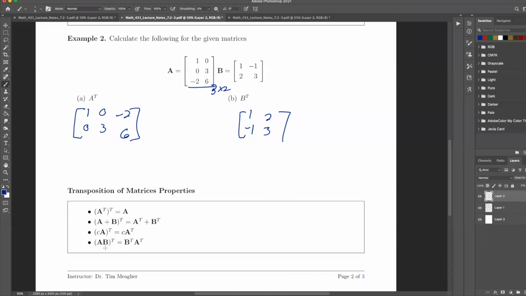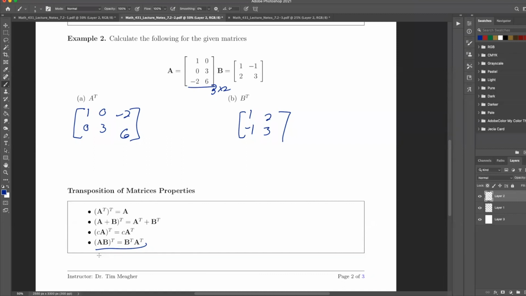If I multiply two matrices and then take the transpose, I switch the order. And then I take the transpose. I switch the order, transpose it, then we'll do the multiplication.